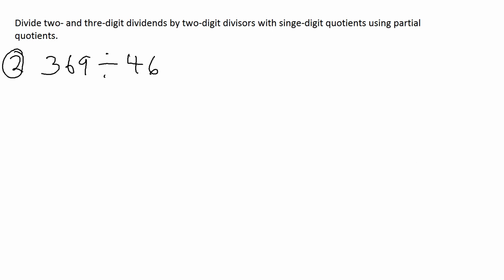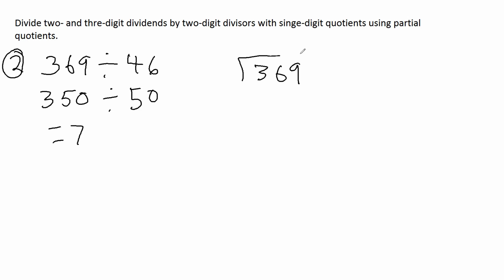Okay, in our next example, again, we're going to round off our divisor. Our first step is going to be to estimate. And 5 times 7 is 35, so that's going to give us 350. So let's start with 350 divided by 50, and that's going to equal 7. So I'm going to look for a quotient somewhere around 7.